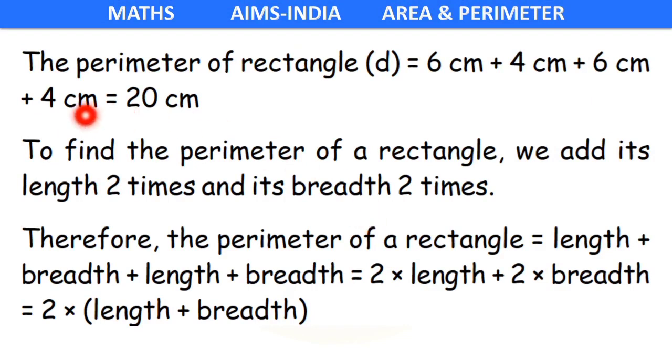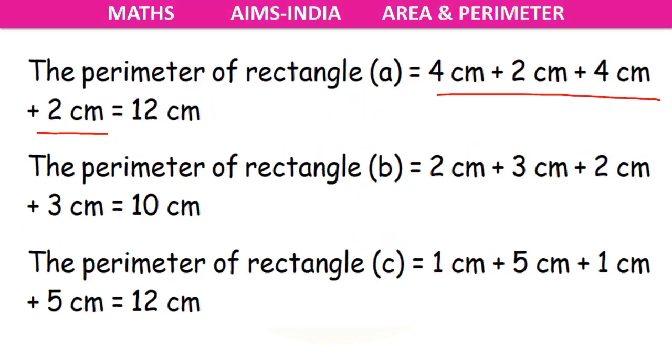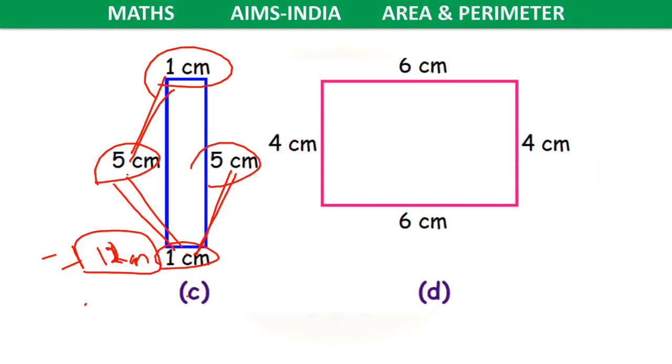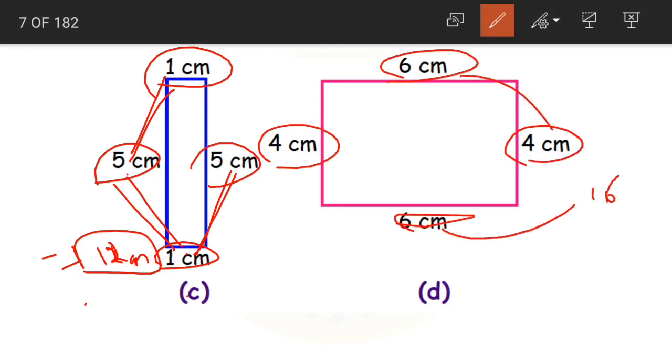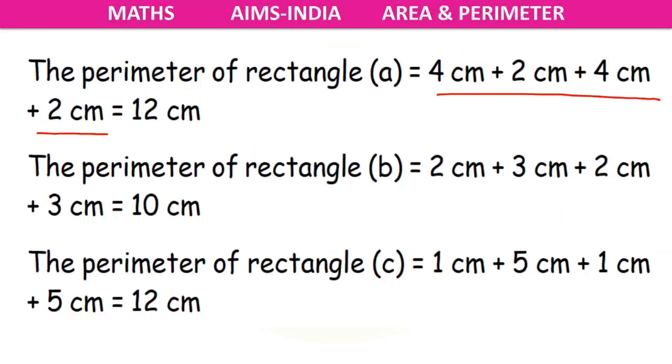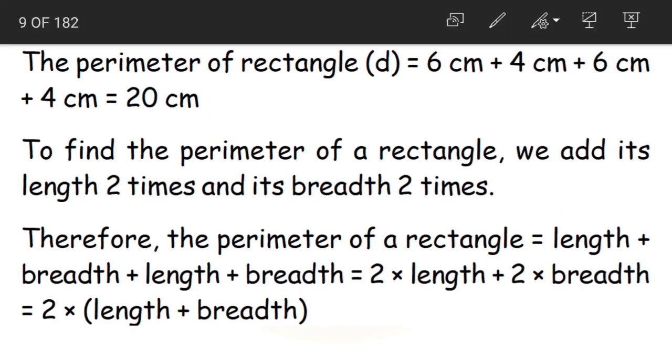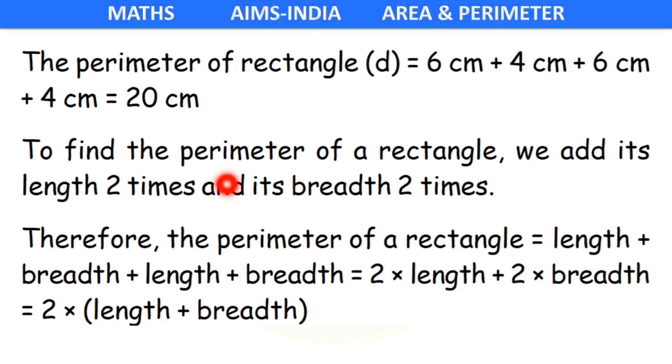And coming to the last rectangle, that is D, the perimeter would be how much? Again adding the length of the sides. 6 plus 4 plus 6 plus 4. 6 plus 4, 10. 10 plus 6, 16. 16 plus 4, 20. The perimeter of rectangle D is nothing but 20 centimeters.